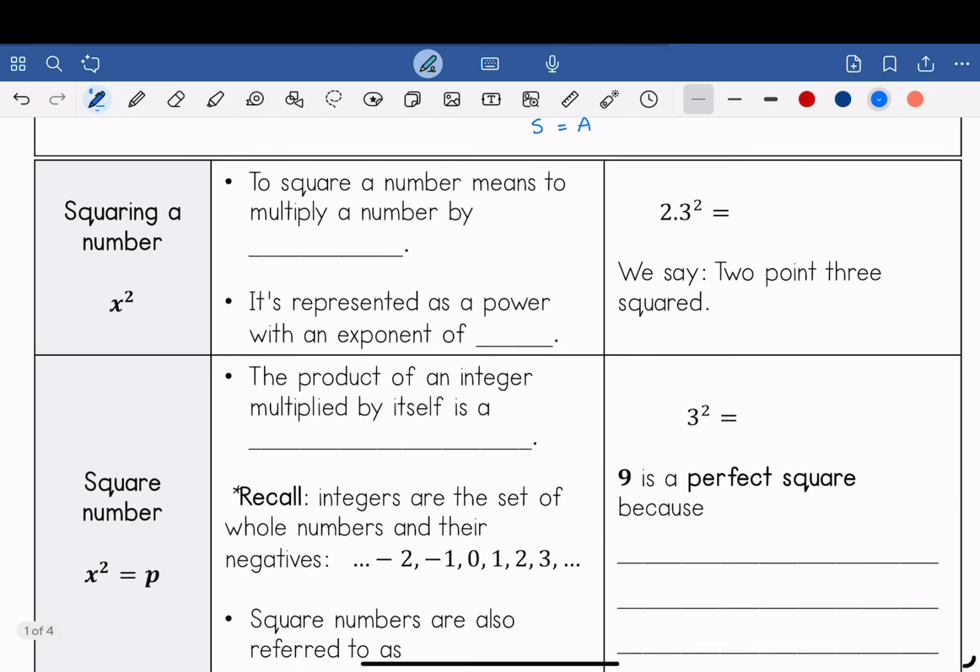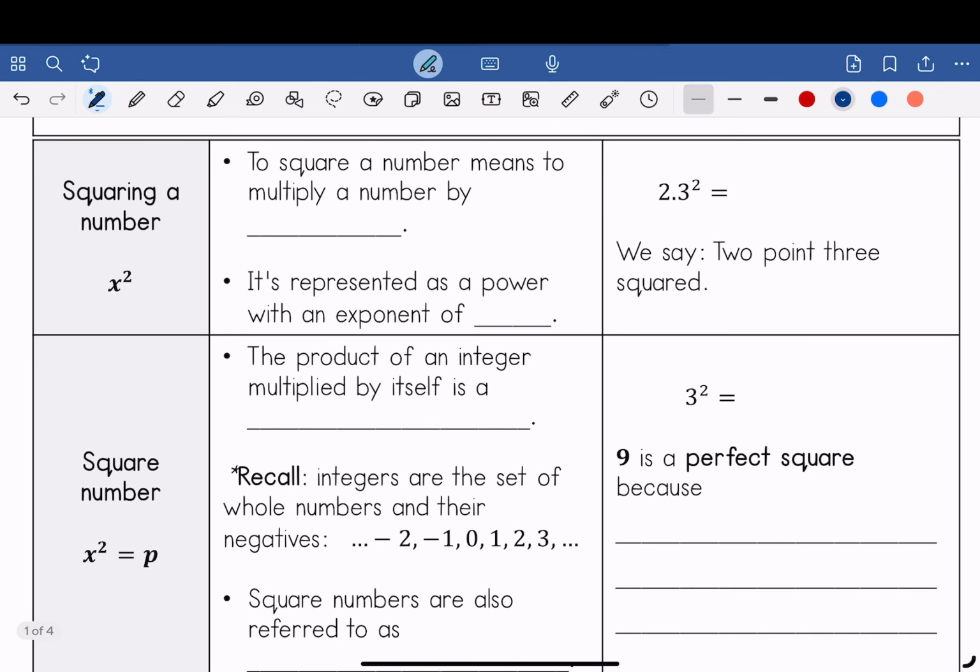So squaring a number, what does that mean? To square a number means to multiply a number by itself. It's represented as a power with an exponent of 2. For example, 2.3 to the power of 2 is equal to 2.3 times 2.3, which is equal to 5.29. We say 2.3 squared.